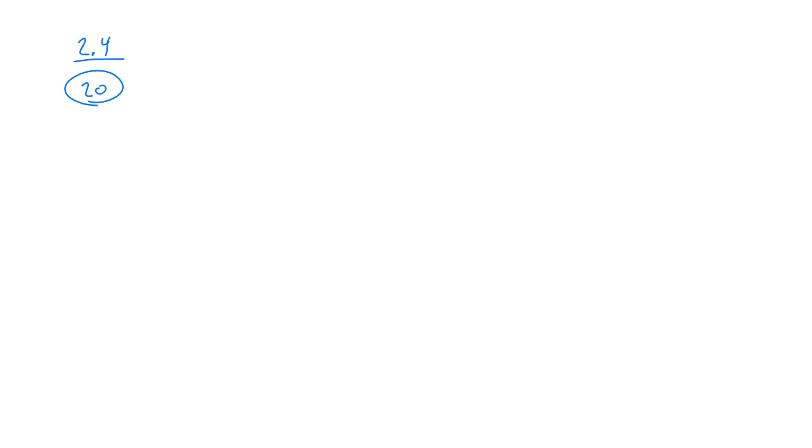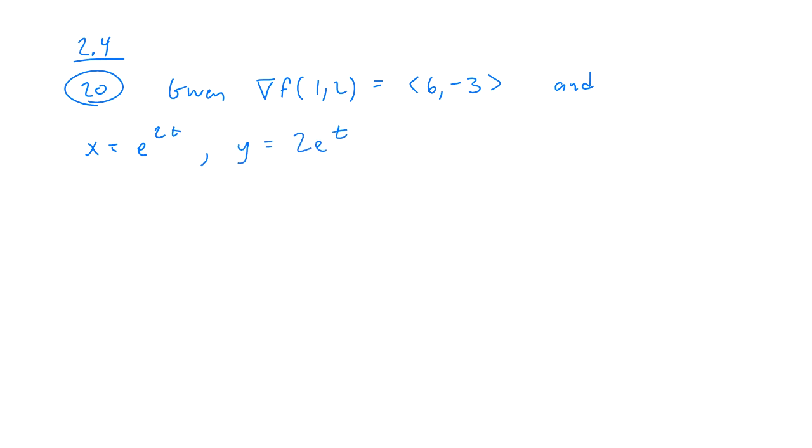So 20 is one of the first ones where you actually go through the steps. And again, it's starting with a basic one. Given the gradient at the point 1, 2 is given by that. And then let's find the derivative of f with respect to t, at t equals 0.